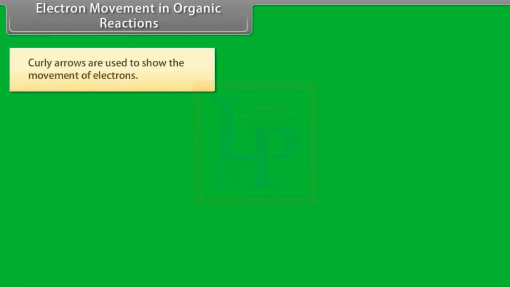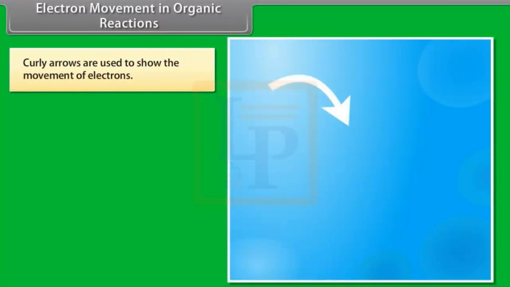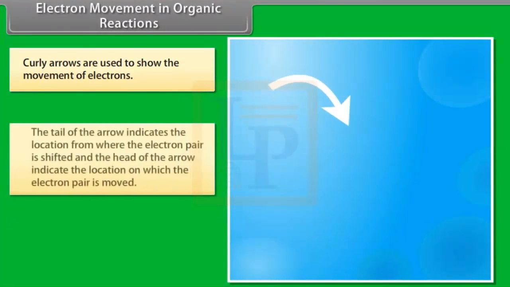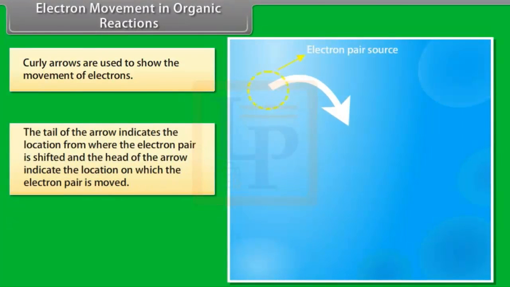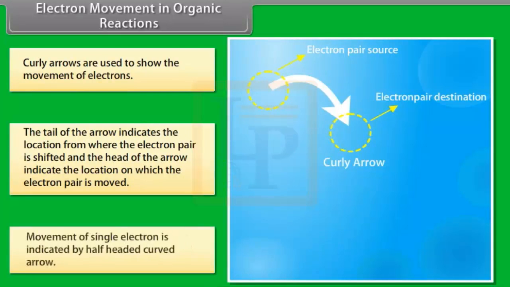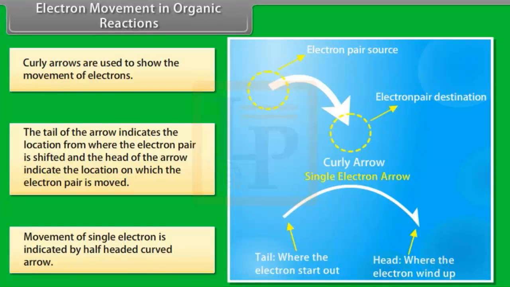Electron movement in organic reactions. Curly arrows are used to show the movement of electrons. The tail of the arrow indicates the location from where the electron pair is shifted, and the head of the arrow indicates the location to which the electron pair is moved. Movement of single electron is indicated by half-headed curved arrow.